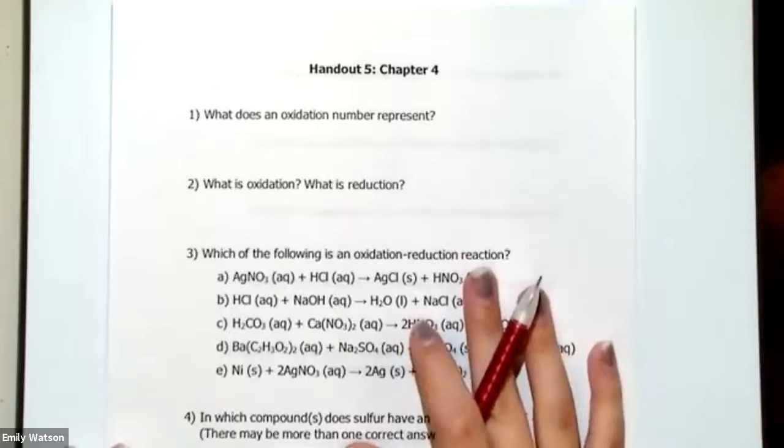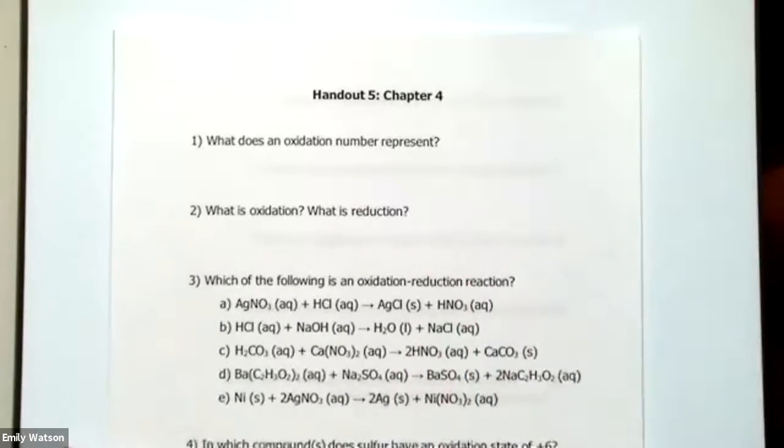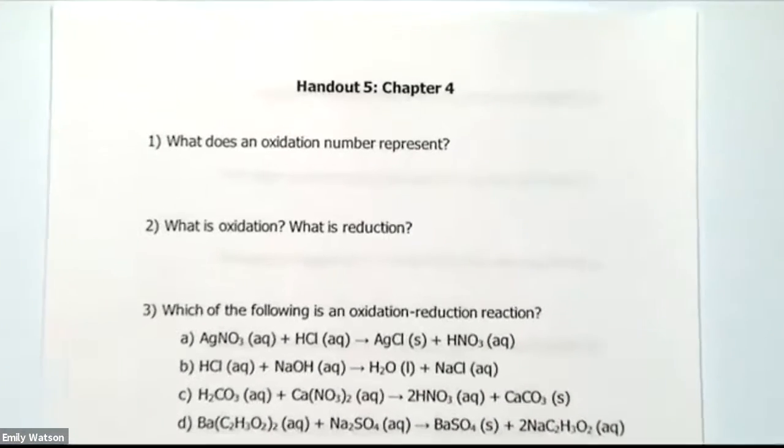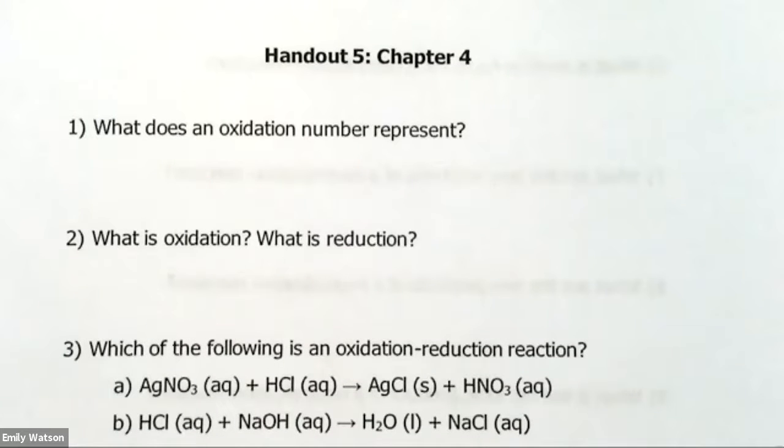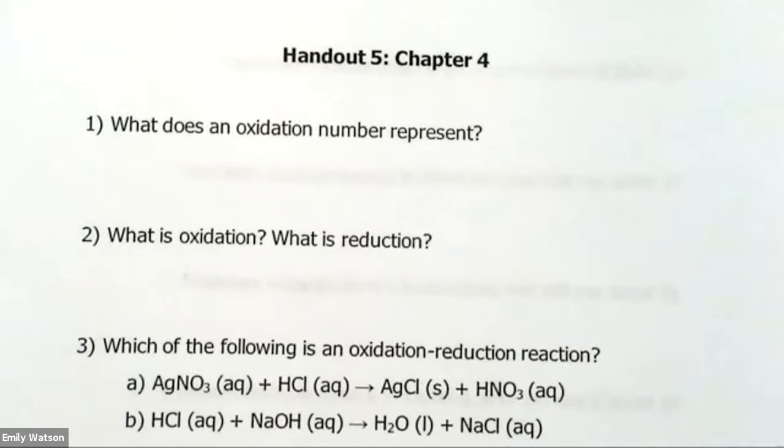So what does an oxidation number represent? We spend so much time talking about it, but what does it even mean? Loss or gain of electrons. So an oxidation number represents the number of electrons an atom gains or loses to form a chemical bond.